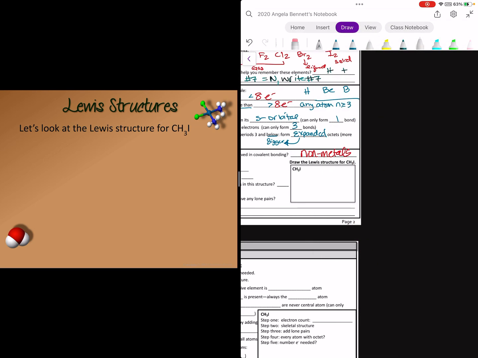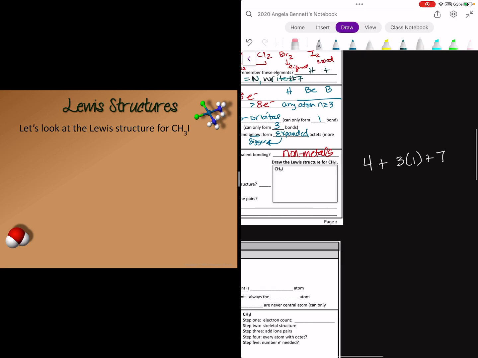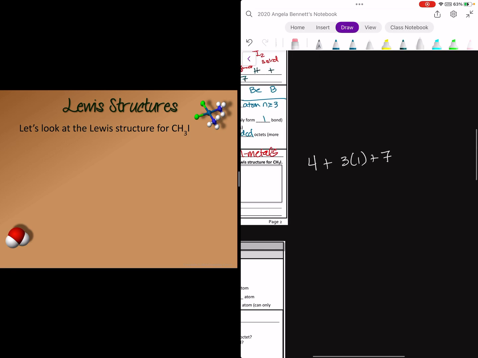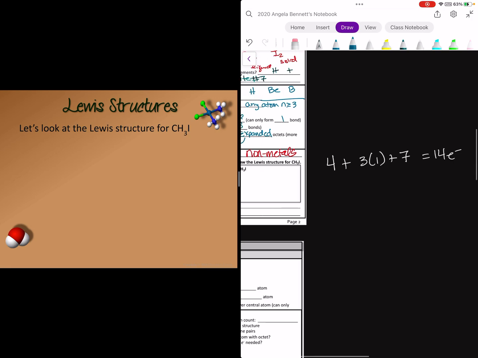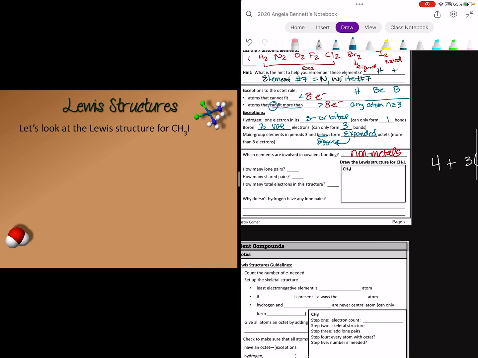So I have carbon, which has 4 valence electrons, and only one of those. I have 3 hydrogens that have 1 electron each. And I have iodine, which has 7 valence electrons. It has no charge, so I don't need to add or subtract any electrons. All right, so that's going to be 14 electrons for me to work with. Okay, so that's important for me to know. So now, when I come back over here, I need to pick my central atom.